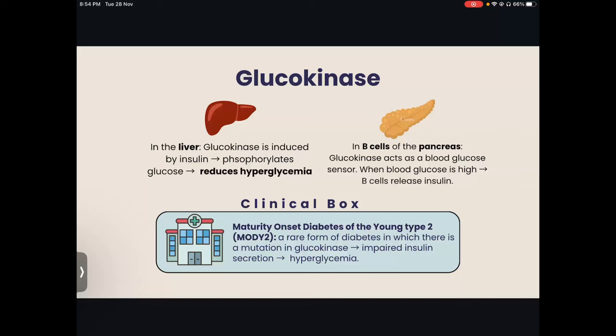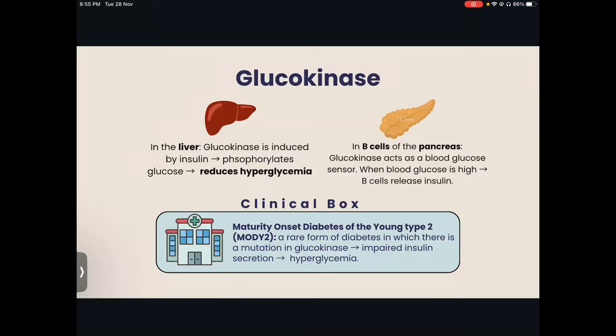While in the beta cells of the pancreas, there are certain types of cells in the pancreas, this glucokinase will act as a blood glucose sensor. So when there's, again, hyperglycemia, when there's too much glucose in the blood, the glucokinase will phosphorylate it and it will sense that, oh, there's so much glucose that I'm phosphorylating. So therefore, it will release insulin. That's where insulin comes from, beta cells.